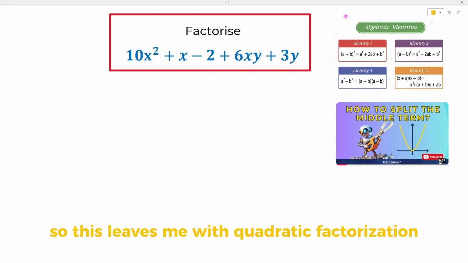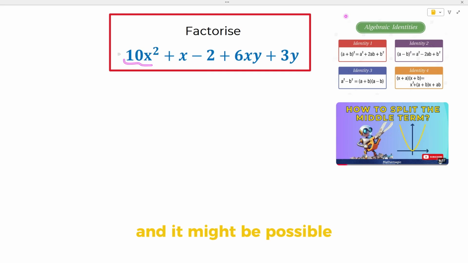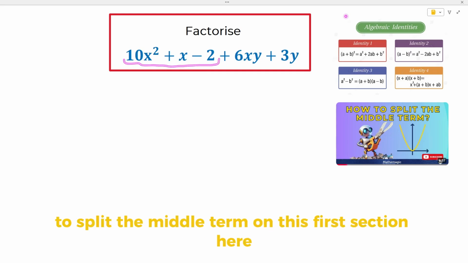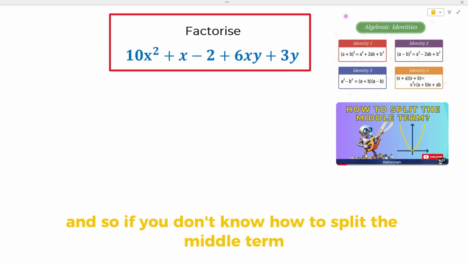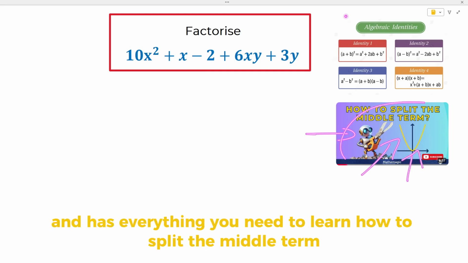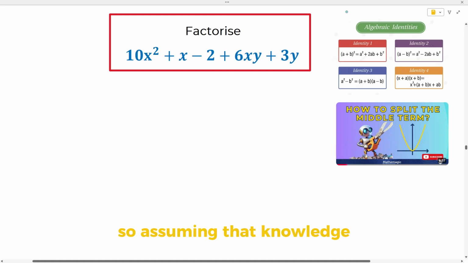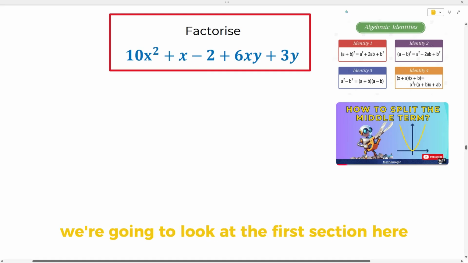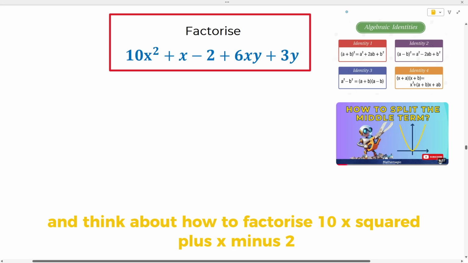So this leaves me with quadratic factorization, and it might be possible to split the middle term on this first section here. If you don't know how to split the middle term, I would encourage you to go and watch this video, which is on our channel and has everything you need to learn how to split the middle term. So assuming that knowledge, we're going to look at the first section here and think about how to factorize 10x squared plus x minus 2.